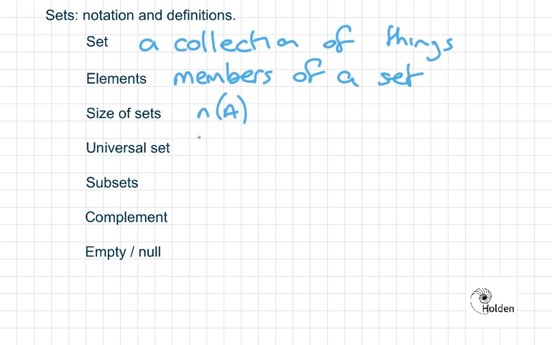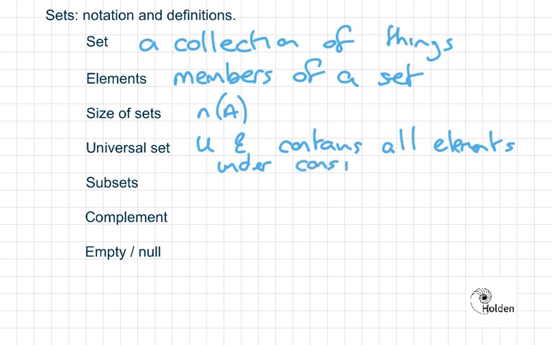The universal set, U or squiggly E, contains all the elements under consideration. So, for example, we could say, right, how many numbers are there that are even in the integer values? The integers would be the universal set. Okay, the even numbers would be elements of that set.